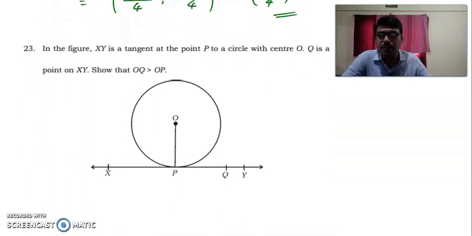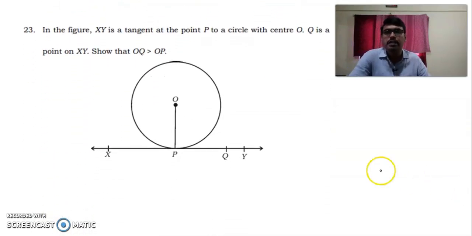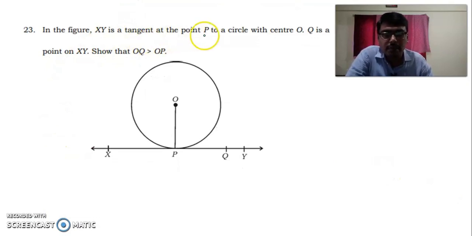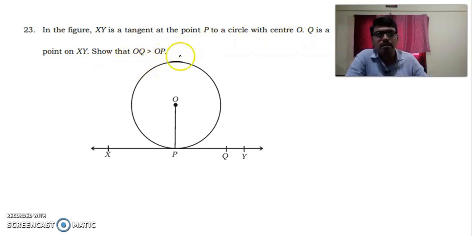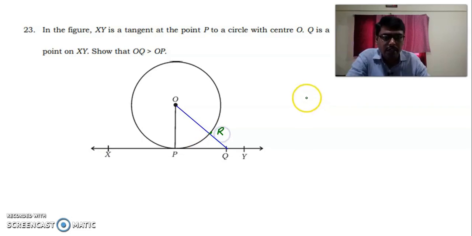Next, question number 23. In the given figure, xy is the tangent at the point P to the circle with center O. Q is a point on xy. Show that OQ is greater than OP. See, very simple problem. What I have to prove? I need a small construction to prove this. Let us join OQ. After joining, let us mark this as some R. See, from the figure, what can I write? From the figure, I can write OQ is equal to OR plus RQ.